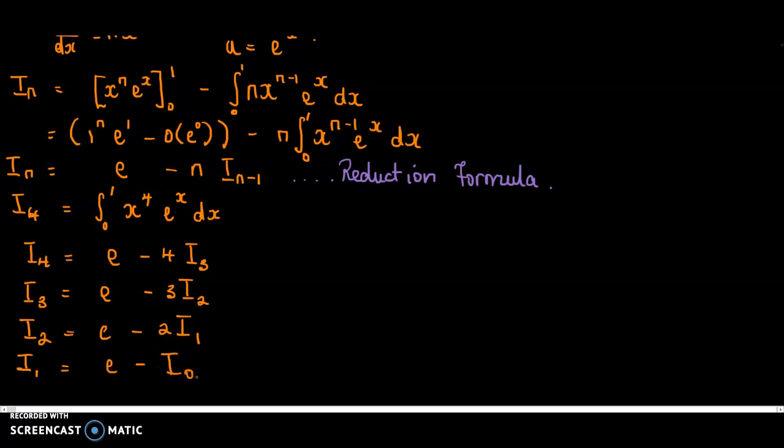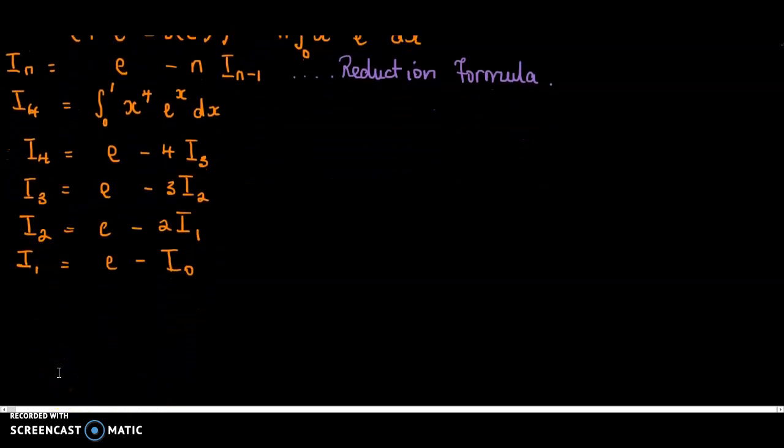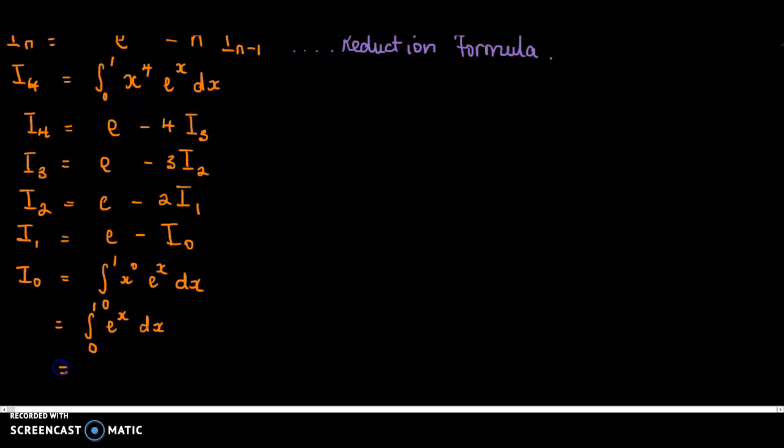So what we have done is to reduce the higher order in our higher power integral into something that we can simplify, I0. So I0 is equal to the integral between 0 and 1 of x to the 0 e to the x dx. And that is equal to the integral of e to the x dx between 0 and 1. And this is going to be equal to, well, it's e to the 1 minus 1. So that is I0.